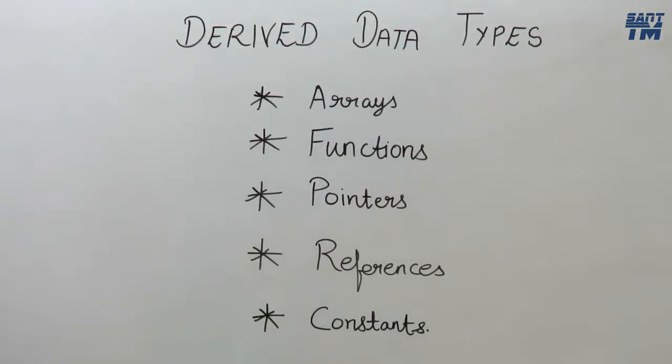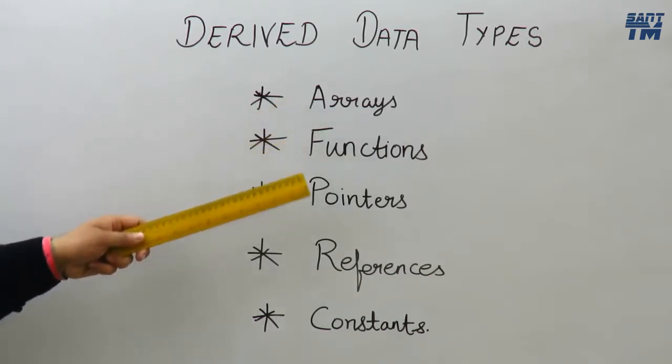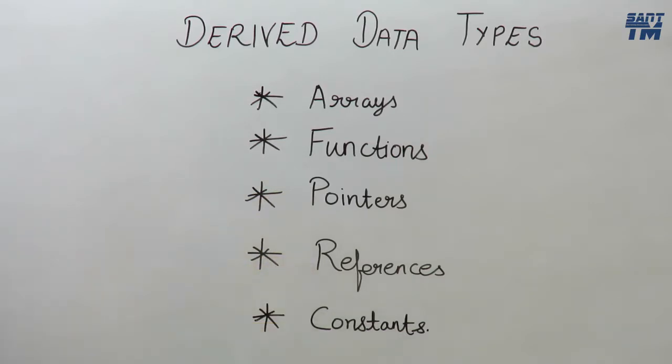Now we will discuss different types of derived data types. We have studied fundamental data types and their modifiers. Now it's time for derived data types. There are 5 types of derived data types: arrays, functions, pointers, references and constants.